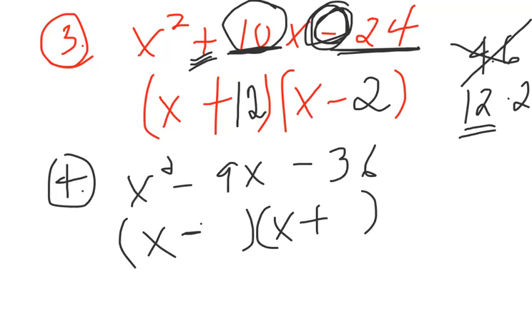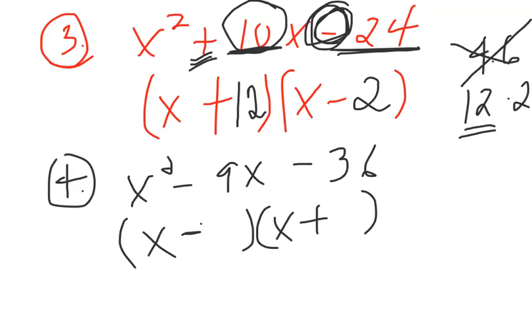Once again, guys, think of factors of negative 36 such that when you multiply them together, you get negative 36, but when you add them together, you get negative 9. What are two factors of negative 36 whose sum is negative 9?